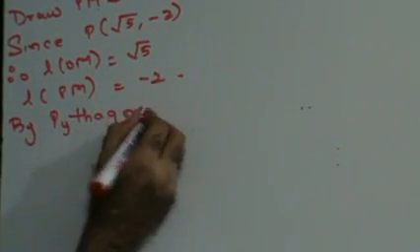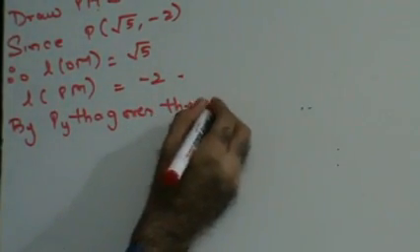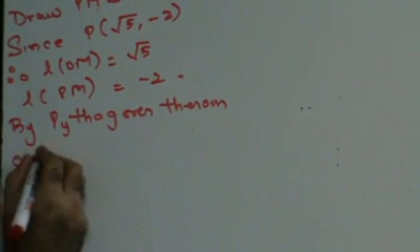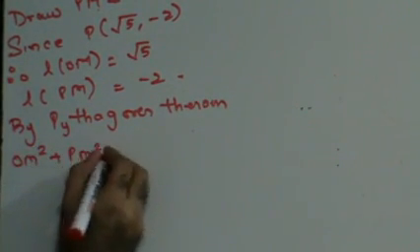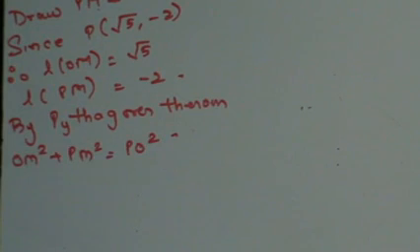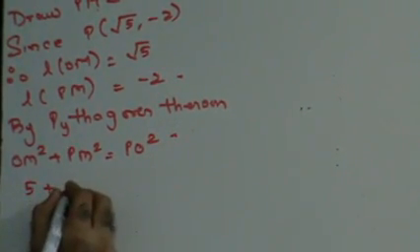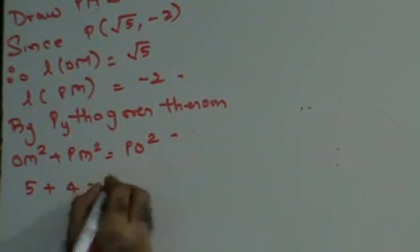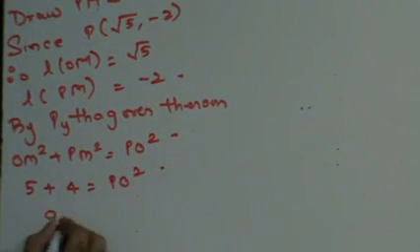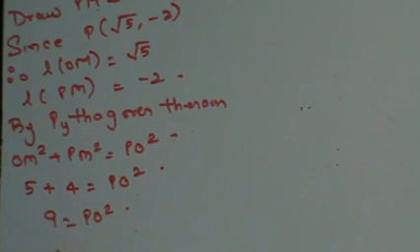If I apply Pythagoras theorem, OM square plus PM square is equal to PO square. OM square is root 5 the whole square, that is 5. PM square, minus 2 square, that is 4, is equal to PO square. 9 is equal to PO square. PO is 3. Now I can find out all my trigo ratios.